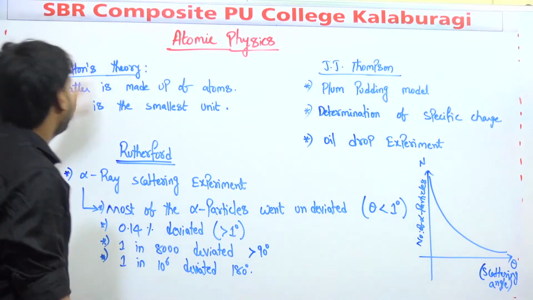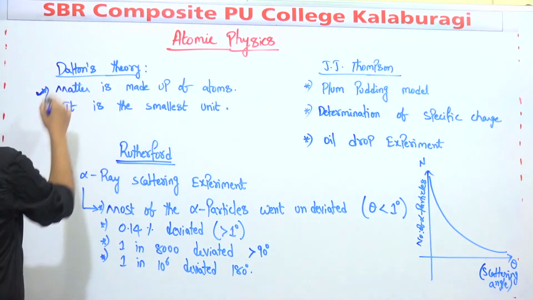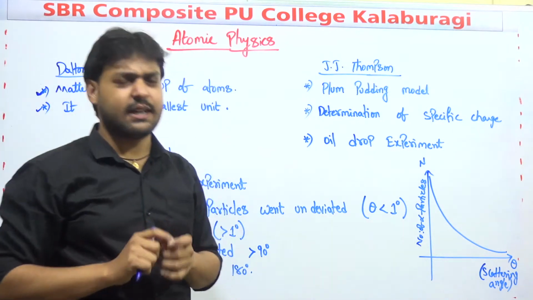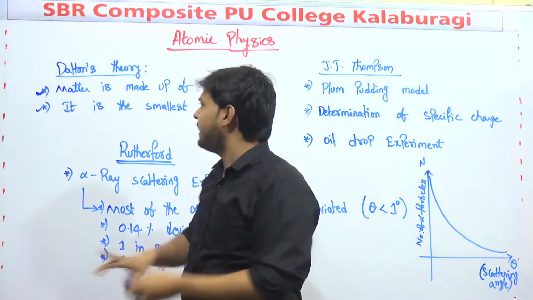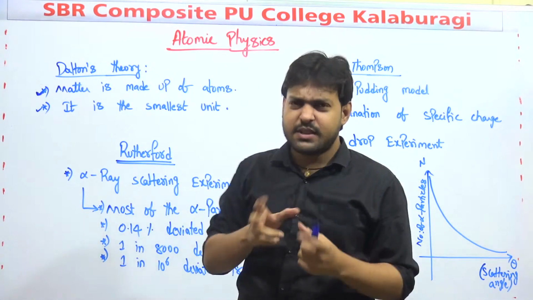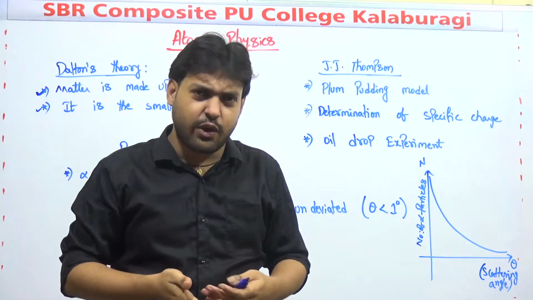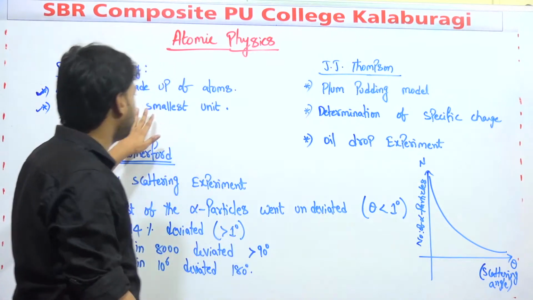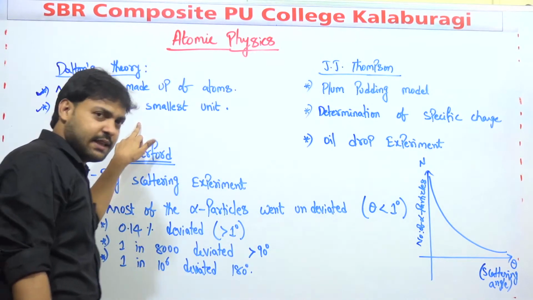So Dalton, what did he say? Matter is made up of atoms, and the atom is the smallest unit, he said. That is the disadvantage we already studied. But still, we have to go further inside the atom. This is the failure of Dalton's theory.